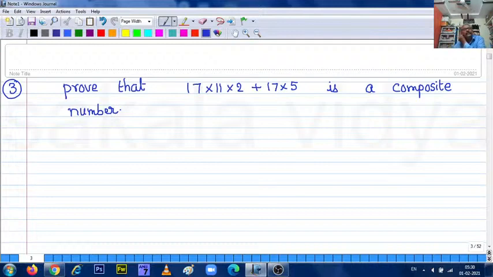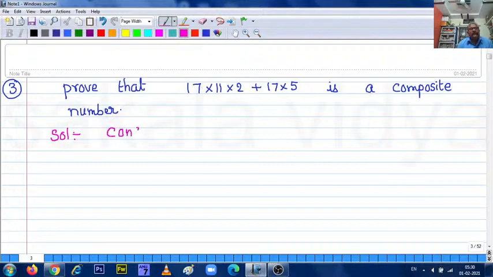How could you solve composite number? So composite number means it should have more than two factors. Then we say that it is a composite number. Okay, right. Here, solution you see.